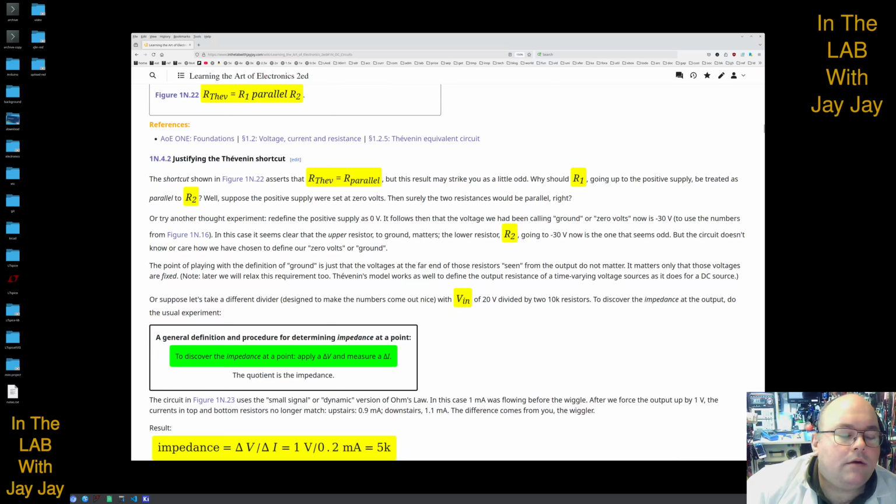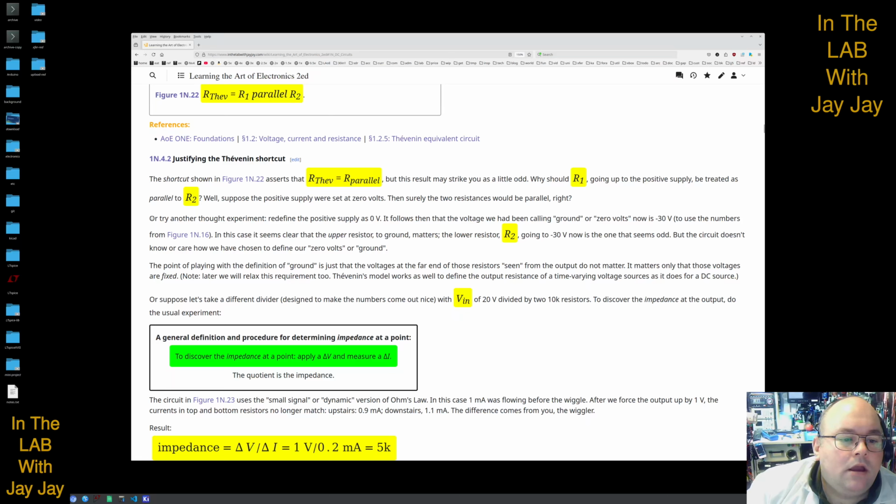So there's our Thevenin voltage. It's V in times R2 divided by R1 plus R2. And the Thevenin resistance is just R1 in parallel with R2. So you start at this point and look back into the circuit and you see this parallel circuit. Now here they go on to try and explain it, and honestly I read this, I don't understand it. Still, let's read it together. The shortcut shown in Fig-1N.32 asserts that the Thevenin resistance is the parallel resistance, but this result may strike you as a little odd. Why should R1 going up to the positive supply be treated as parallel to R2? Well, suppose the positive supply was set at 0 volts. Then surely the two resistances would be parallel, right?